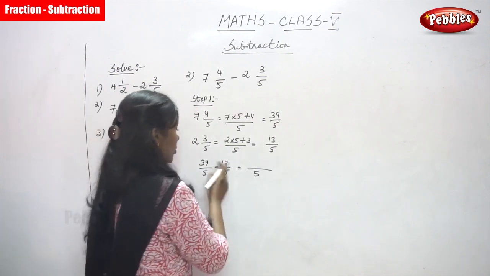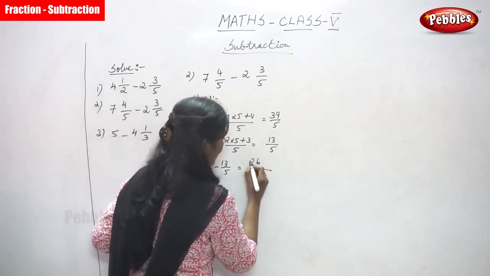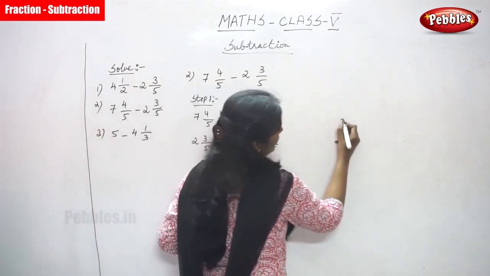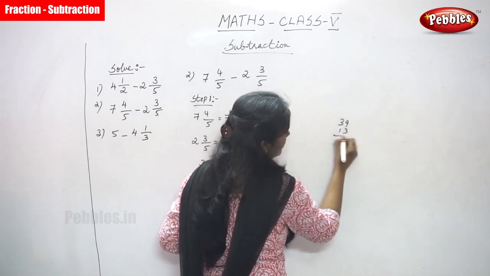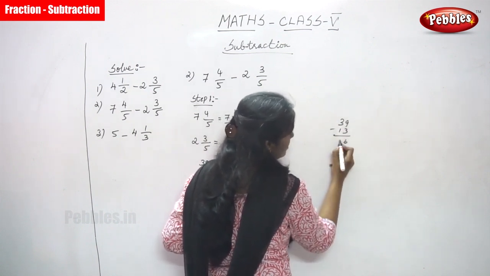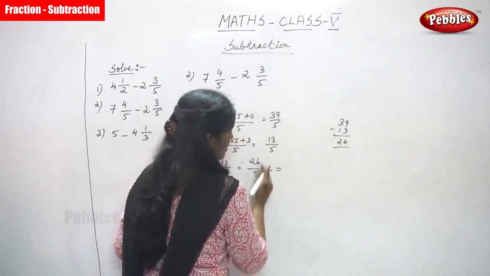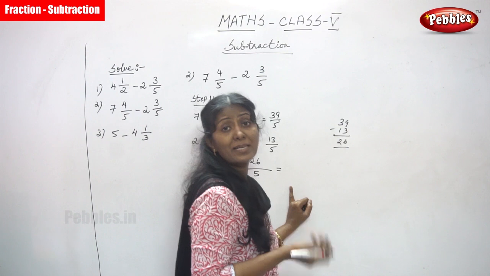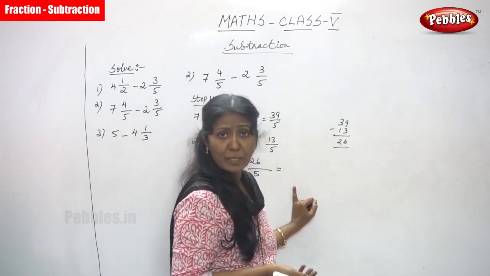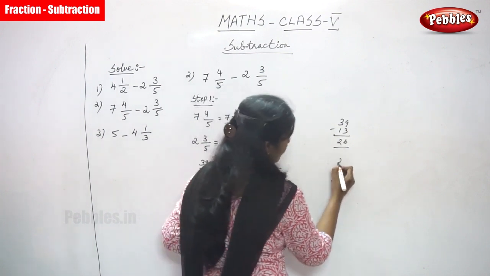9 minus 3 you can get 6, 3 minus 1 you can get 2. If you want, you can verify 39 minus 13: 9 minus 3 is 6, 3 minus 1 is 2. So 26 by 5. So what is the answer? It's an improper fraction because the numerator is greater than the denominator.